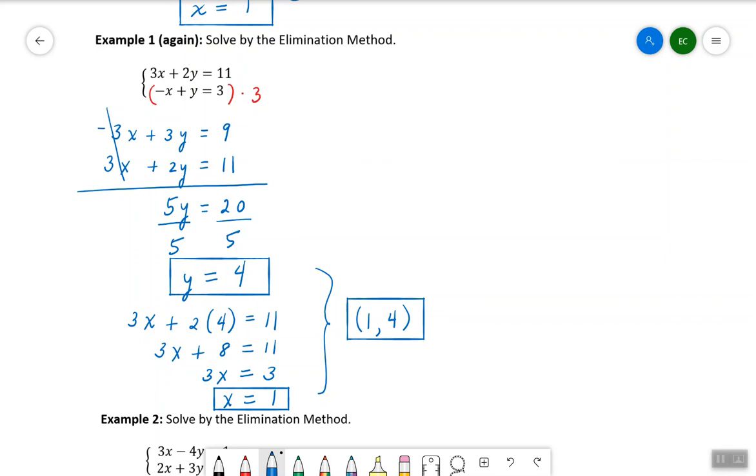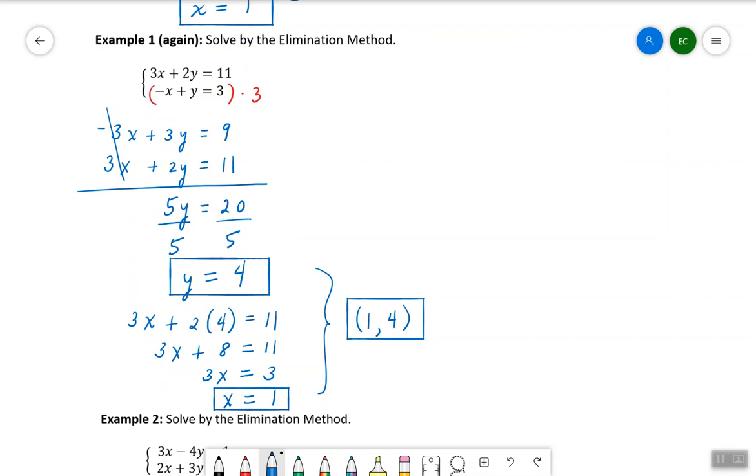I'd like to back up to the beginning for just a moment and make sure you see we could have eliminated y instead of eliminating x. How would we do that? We would have multiplied the second equation by -2. We would not have multiplied by 3. We would have multiplied the second equation by -2 and then added the two equations together. You should try that. You should verify that you still get to the same final answer, (1, 4).